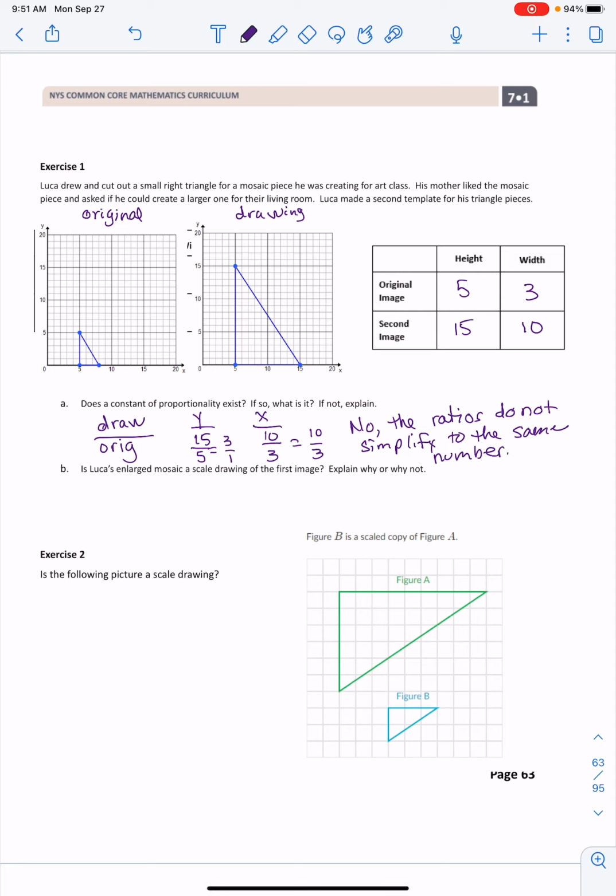It says, is Luca's enlarged mosaic a scale drawing of the first image? No. The ratios do not match. Next.